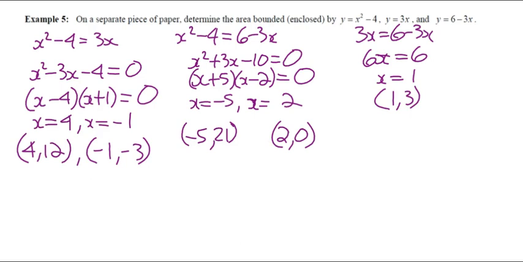Good timing. So here are all 3 equations solved. X squared minus 4 equal to 3x gives us x equals 4 and x equals negative 1. Plugging into 3x, we get the points 4, 12 and negative 1, negative 3. X squared minus 4 equals 6 minus 3x, the other intersection of a straight line with the quadratic, gives negative 5, 21 and 2, 0. And lastly, the 2 straight lines intersect at point 1, 3.